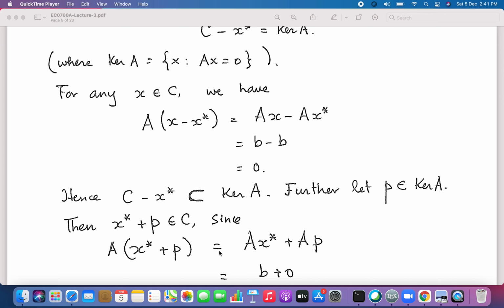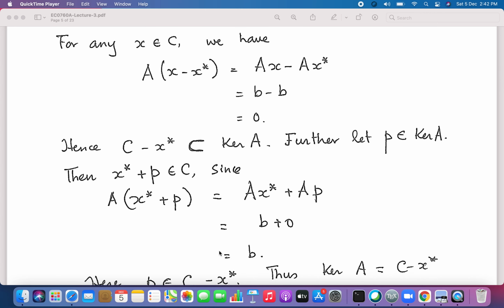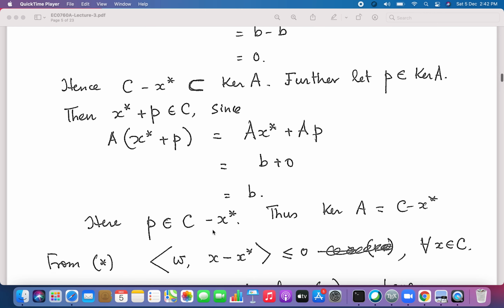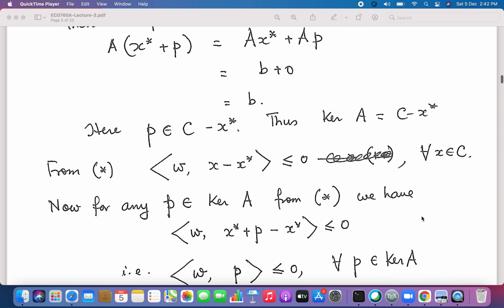Now take any p in the kernel of A. Now we will show that x star plus p is an element of C because A of x star plus p, by the laws of matrices, because it's a linear operator, is the same as A of x star plus A of p. So A of x star is B because x star is the solution, and A of p is 0 because p belongs to the kernel, which means x star plus p is an element of C, or p is an element of C minus x star, which means the kernel of A is a subset of C minus x star, and hence the kernel of A is equal to C minus x star.